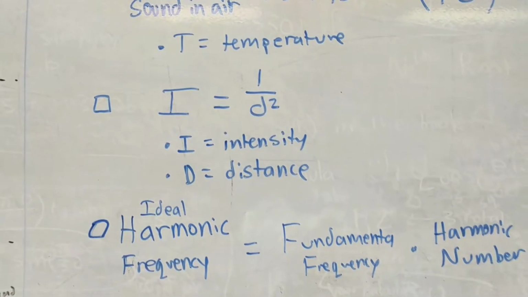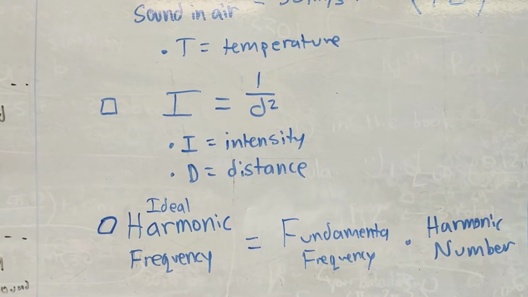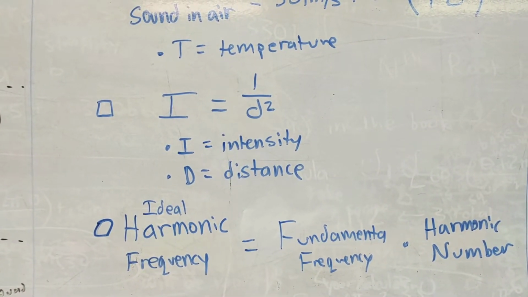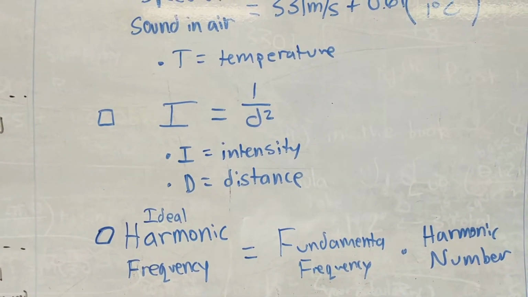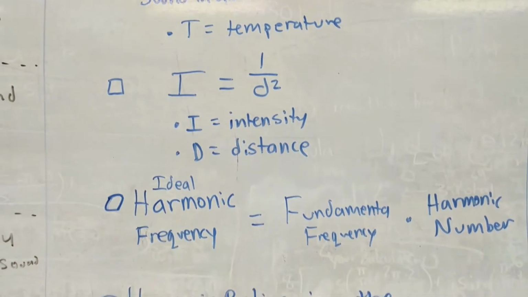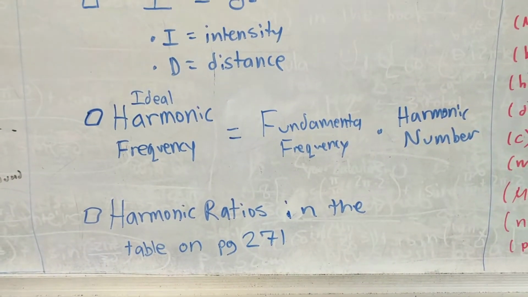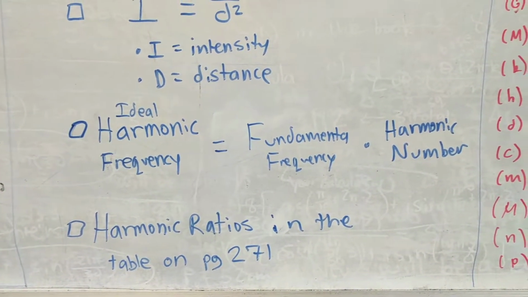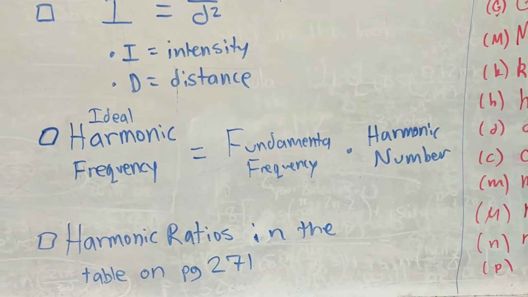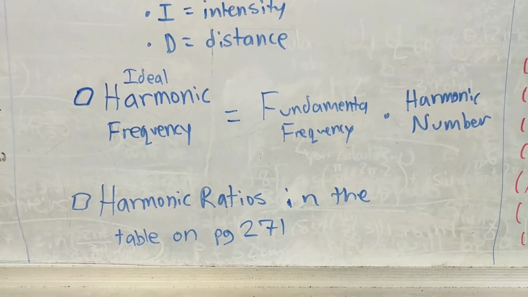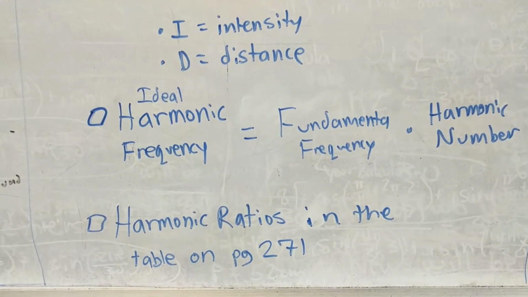Now, our relationship between intensity and distance. The intensity is equal to the inverse square of the distance, or I is equal to 1 over d squared. Now we have our harmonic formulas. So ideal harmonic frequency is equal to the fundamental frequency times the harmonic number. Okay? And the harmonic ratios on page 271 will be important for some problems in this class.